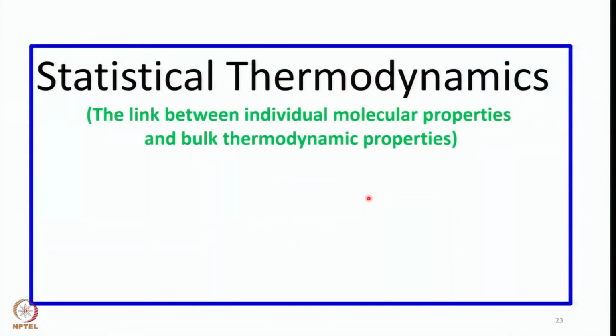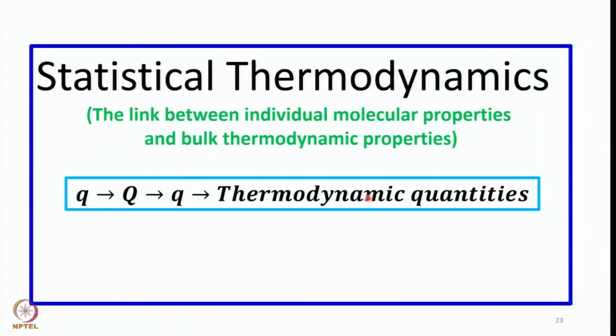We started with an aim of understanding statistical thermodynamics, that means the link between individual molecular properties and bulk thermodynamic properties. We achieved the goal by first understanding the molecular partition function, the canonical partition function, then recovering the molecular partition function from the canonical partition function and connecting with all the thermodynamic quantities.